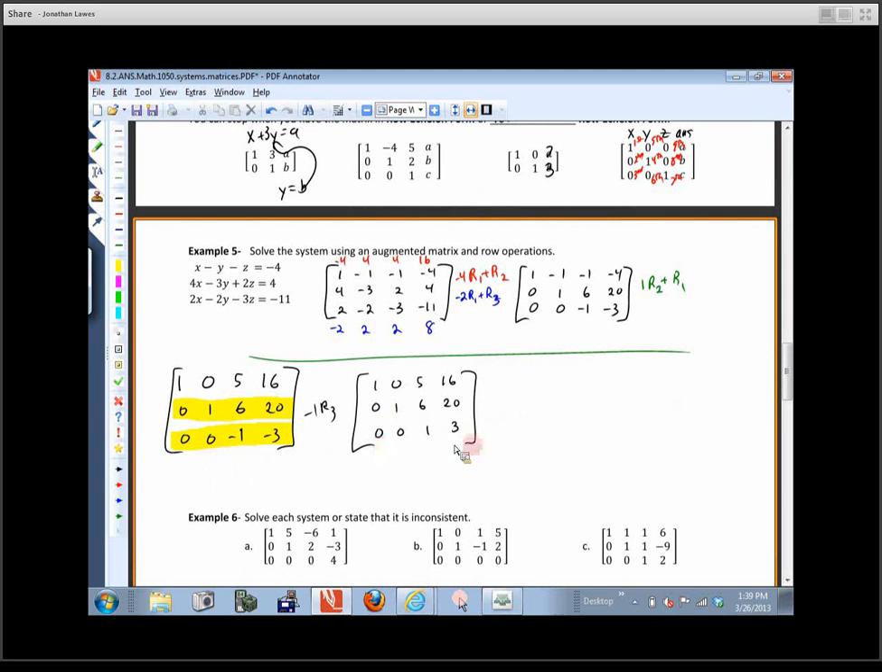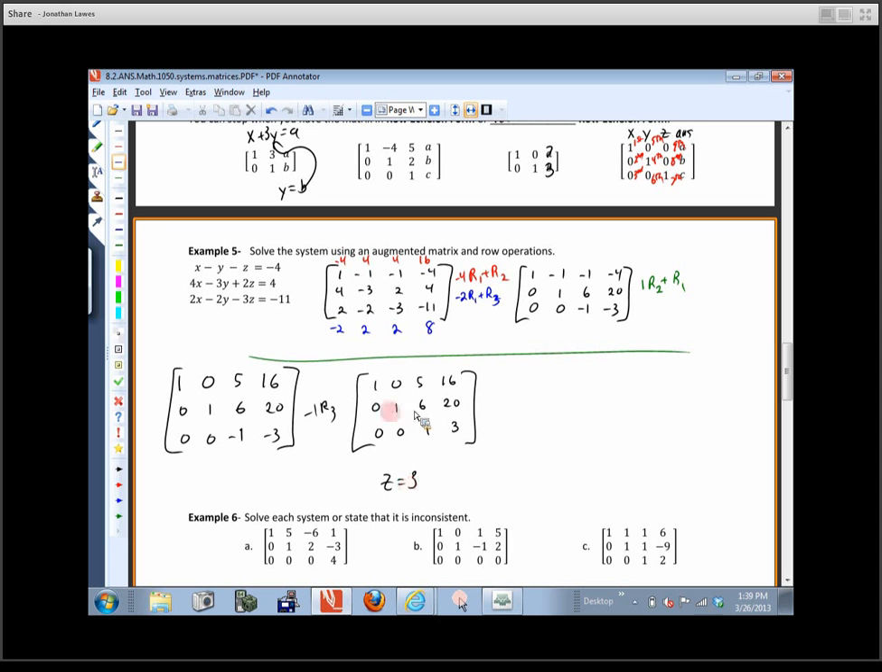Now take a look right here. Take a look at this one. So let me erase that highlighting there. Take a look at this one. What does that last equation mean? It means z equals 3. Okay, so right at this point right here, we could say, hey, I know z equals 3. If I know z equals 3, can I find another variable by substitution?